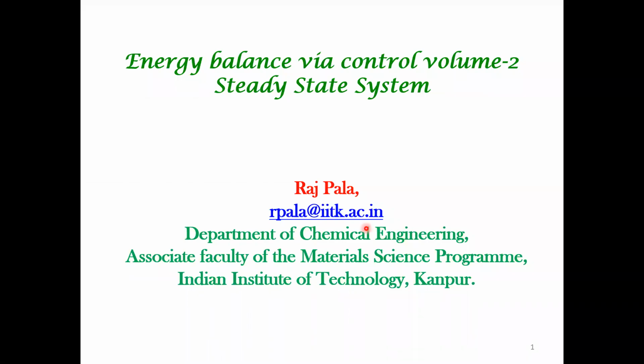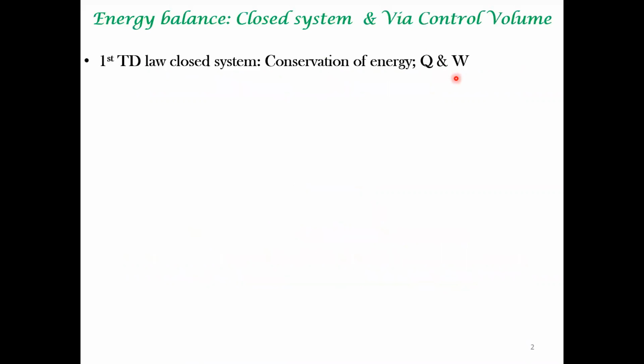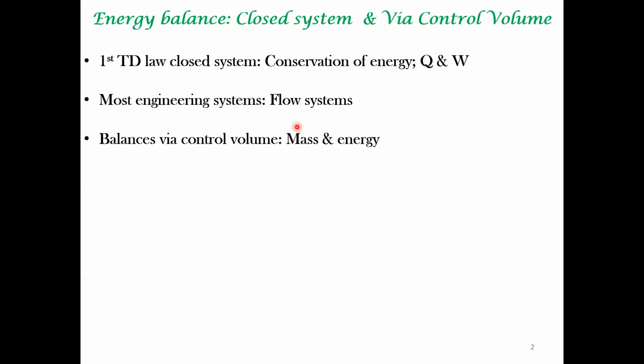In this lecture, we'll continue with our analysis on how to implement energy balance via control volume for steady state systems. In a few of the previous lectures, we had implemented the first law of thermodynamics for closed systems. However, most engineering systems are flow systems, so we are trying to generalize the first law of thermodynamics to these kinds of flow systems. In the previous lecture, we dealt with how to implement mass balance.